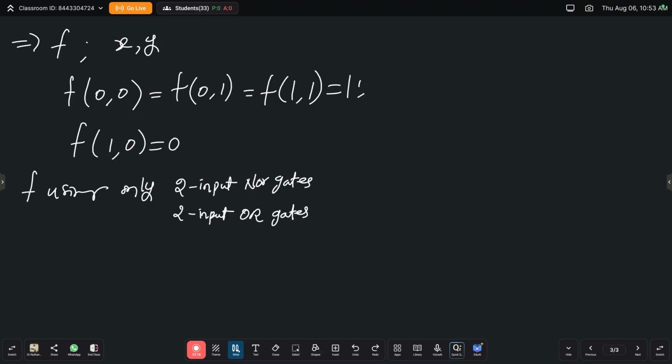Each having unit cost means if you use one gate, the cost of that gate is 1 unit. Are you clear? Would have a total cost. Tell me what you are understanding in this problem. What have you understood in this problem? No? You have not understood anything in this problem?